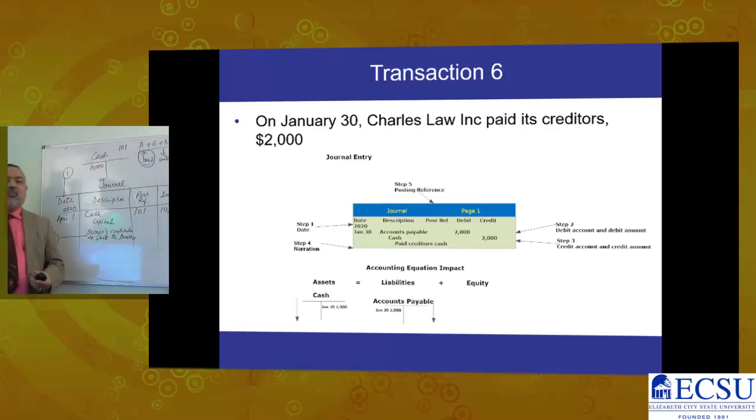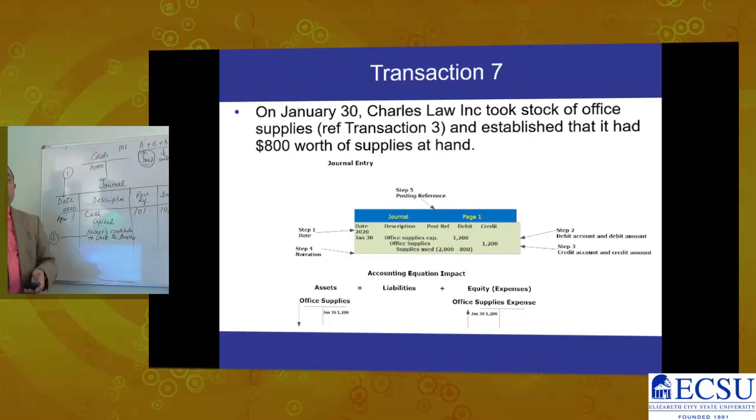Transaction number 6, of course, is on January 30, Charles Law Incorporated paid its creditors. Remember, we had purchased your supplies on account, so we are paying them off. So therefore, I will be using accounts payable because this is a creditor. If it is a customer, I would use accounts receivable. And now, since I'm paying accounts payable, it is decreasing, therefore I'm debiting it. Cash is decreasing and it is an asset, that's why it is credited. And then, of course, that is the impact on the accounting equation.